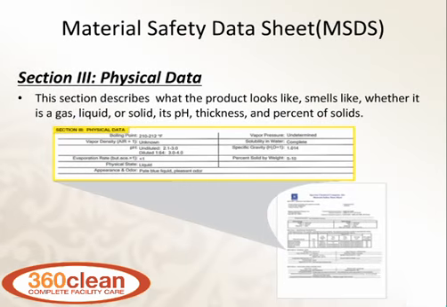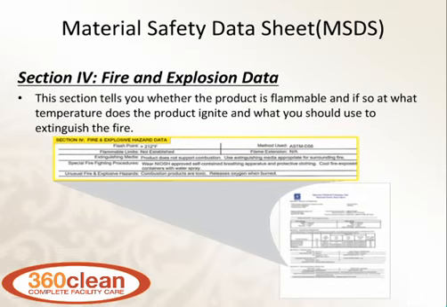Section 3, the physical data. This section describes what the product looks like, smells like, whether it is a gas, a liquid, or a solid, its pH, thickness, and percent of solids. Section 4. Fire and explosion data. This section tells you whether the product is flammable, and if so, at what temperature does the product ignite, and what you should do to safely extinguish the fire.